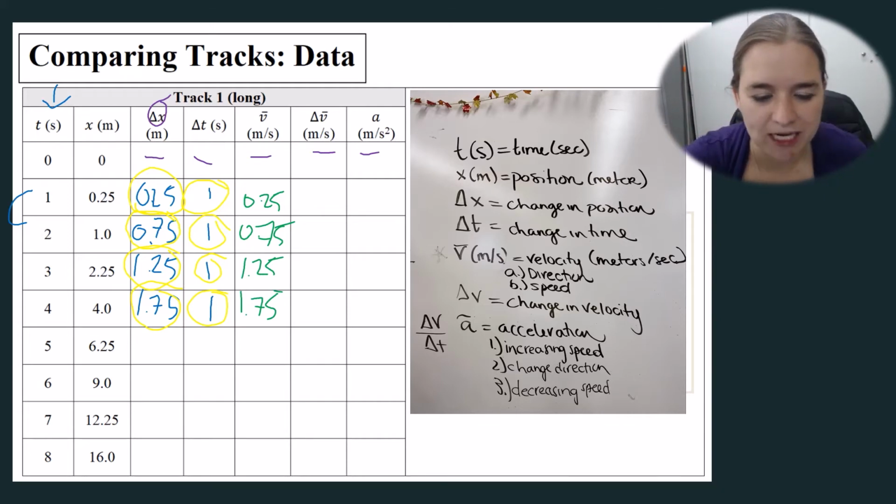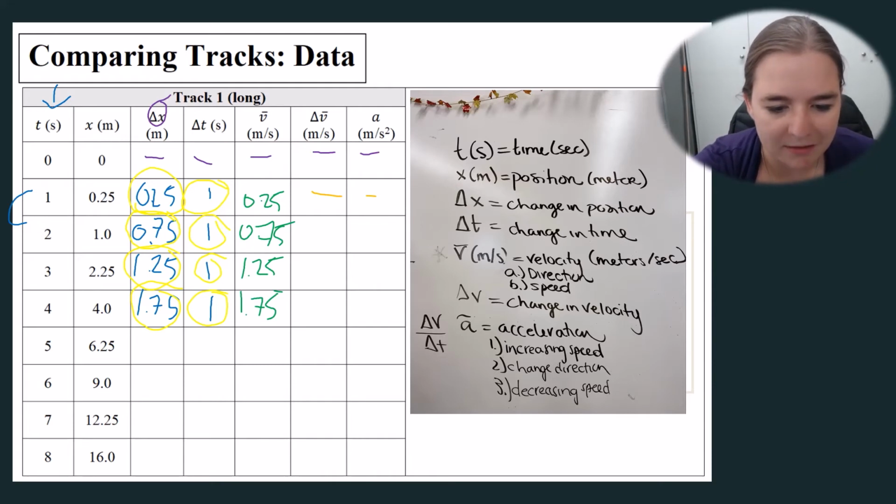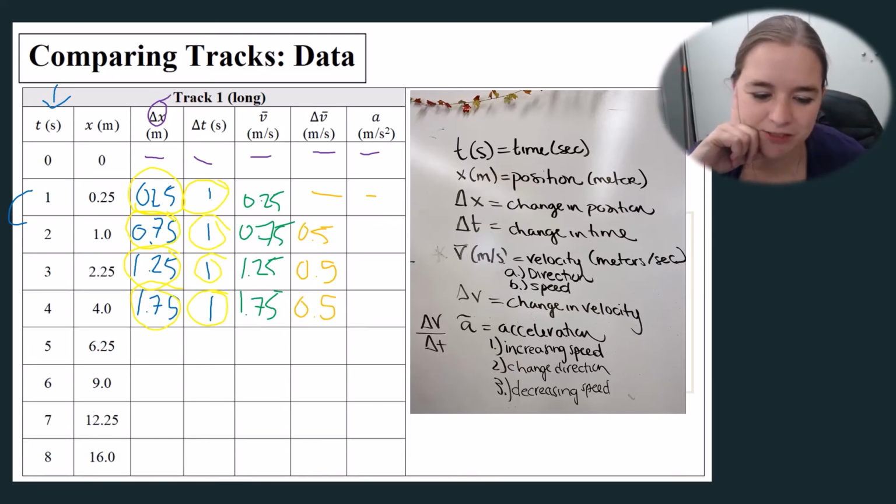Now I want to find the change in velocity. Just like when I found change in time or change in position, I need to look at my two pieces here. Because this one doesn't have any piece below it, I can put dashes again. From marker 1 to marker 2, my change in velocity is 0.5. If I take 0.75 minus 0.25, I get 0.5. 1.25, take away 0.75, well again, I have a change here of 0.5. 1.75 minus 1.25 is a change of 0.5. Fill in the rest of the table using your numbers from before.